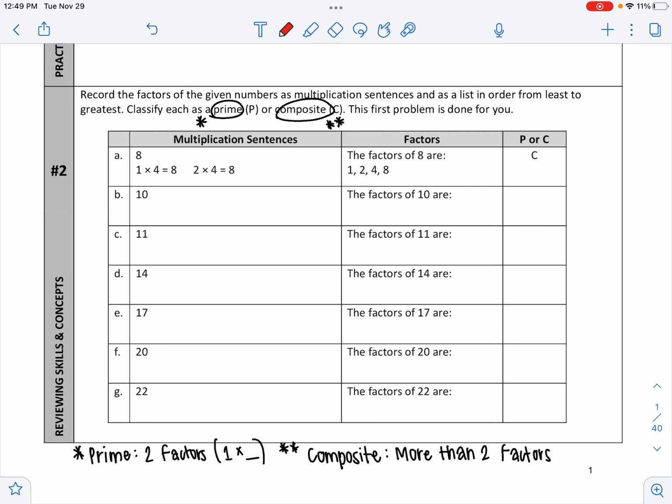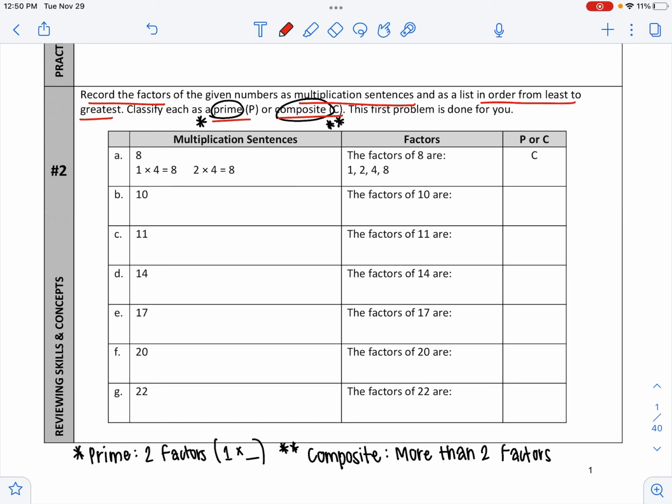In question 2, you're being asked to record the factors of the given numbers as multiplication sentences and as a list in order from least to greatest. Then, classify each as a prime or a composite number. I defined prime and composite at the bottom. There's already an example in question A, but let's do B together.